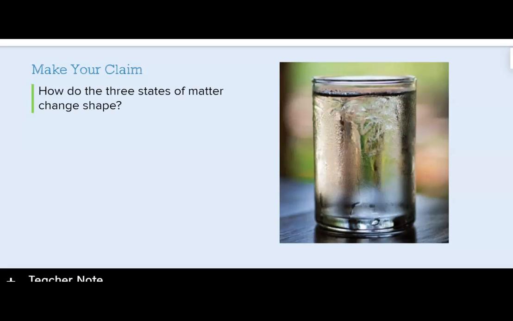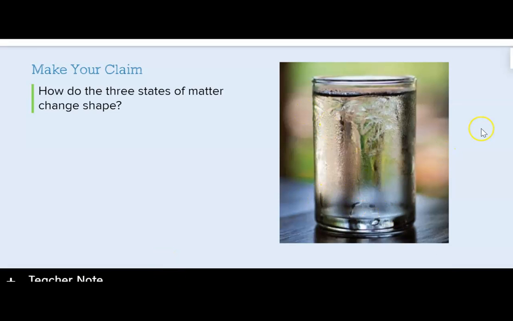So on page 55, remember the activity I sent to you about observed matter. This one will be related to the video. It will be the second part of the activity. So we're gonna make our claim based on what we saw on the activity video. So how do the three states of matter change shape?